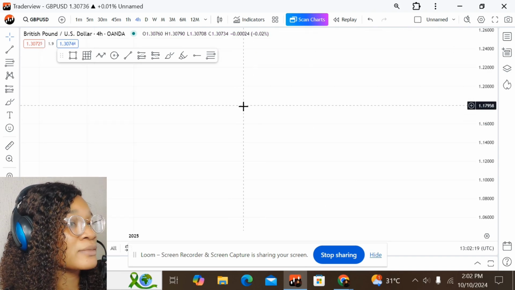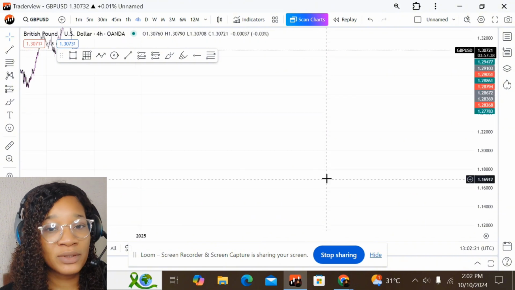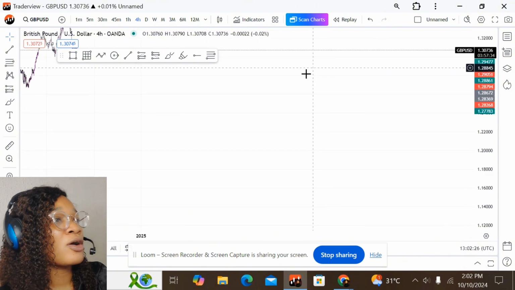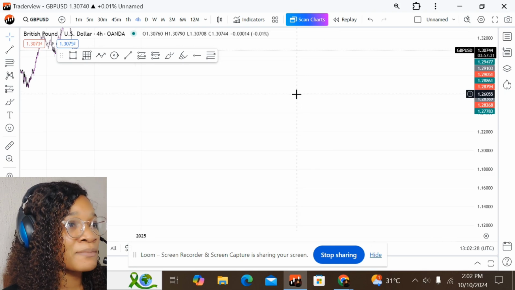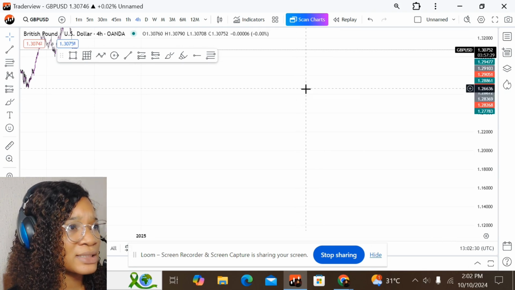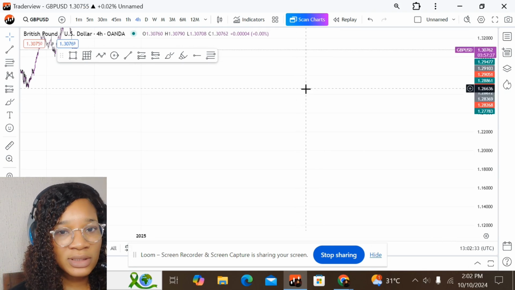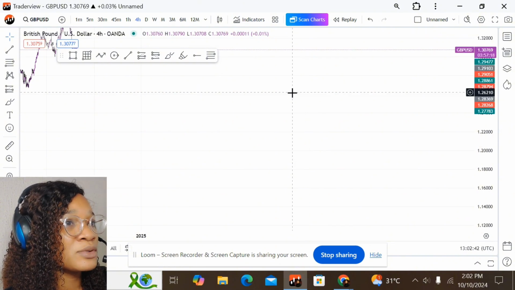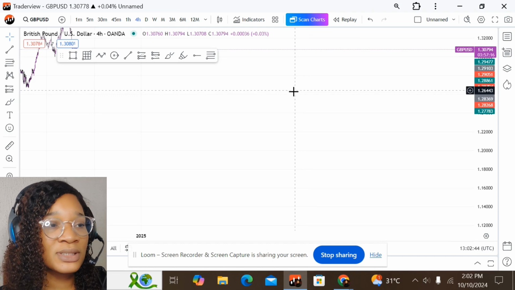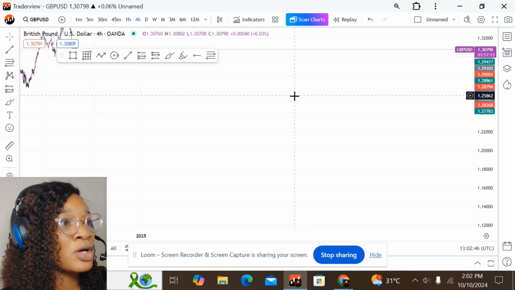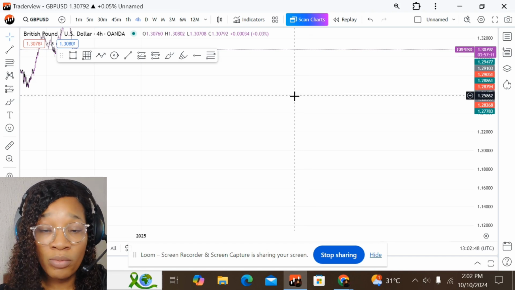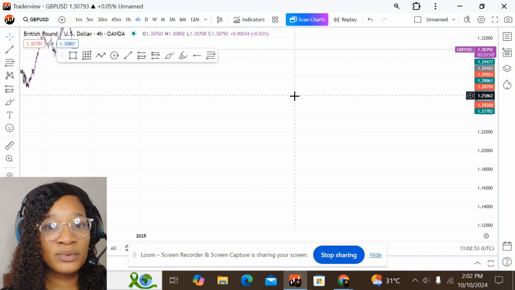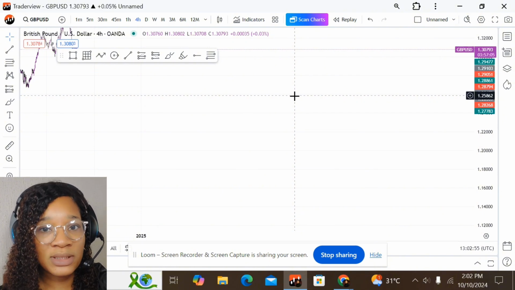Basically, identifying or spotting resistance and support on your chart is actually quite simple. All you have to do is just look at the chart, and before we even go into that, there's a concept that you need to be familiar with, which is the concept of your home. Let's take, for instance, wherever you call home, your house or your home. For most people, that is their support system. That's where their support system is.